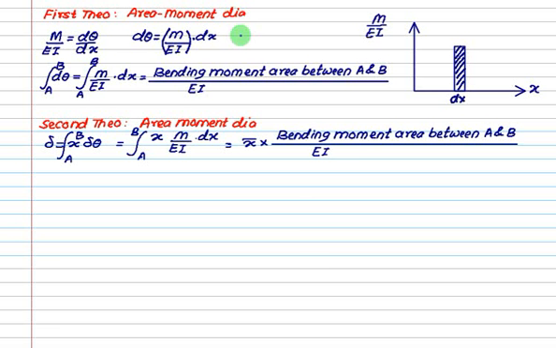If you integrate this from A to B, then the left hand side of this equation gives you the integral of d theta. So theta B minus theta A is equal to the integral from A to B of M by EI over the distance dx. Is it nothing but the area under this diagram? Correct? And this diagram is called the curvature diagram.